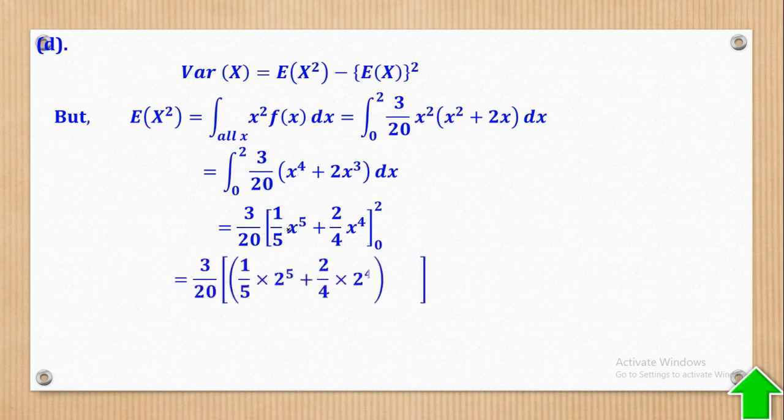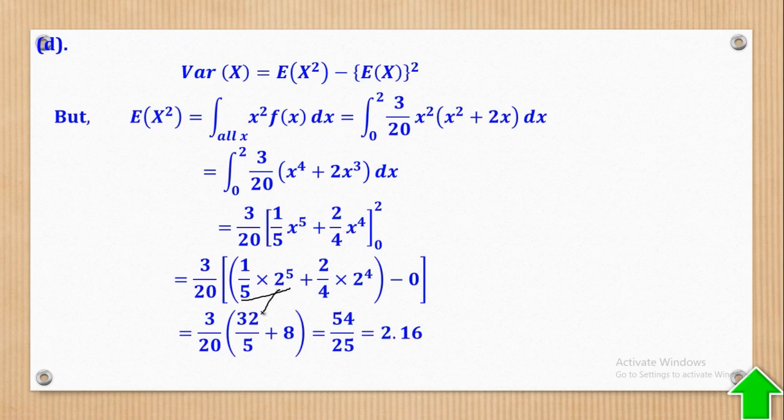The next is substitute the limits. So when I substitute 2 where there is x here, I'll come up with this bracket, and when I substitute 0 here, I'll come up with this 0. The next is to simplify. When I simplify, this gives me 32 over 5, this gives me 8, and the whole of this gives me 54 over 25, or 2.16. So any of these two is okay.